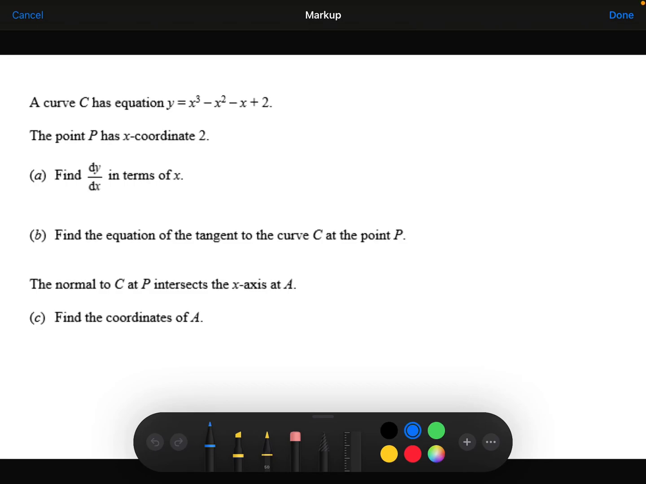Curve C has the equation y equals x cubed minus x squared minus x plus 2. The point P has x coordinate 2. Part A, find dy by dx in terms of x.